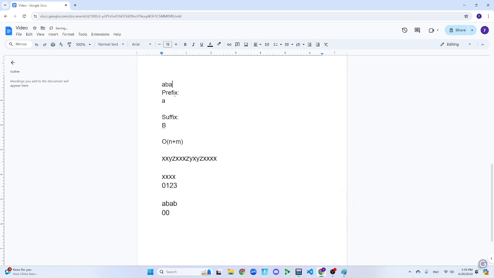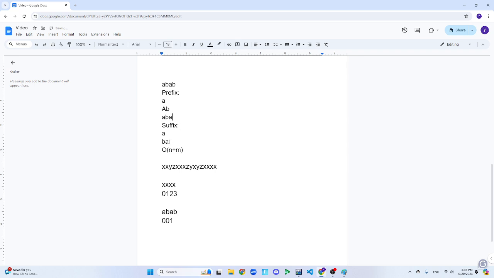And then we're at our ABA, and we see there's an A, and there's an AB for the prefixes, and for the suffixes there's an A right here, and there's a BA. So that's 1, since AB and BA are not the same thing. And then now we're at ABAB. So there's A, AB, and ABA.